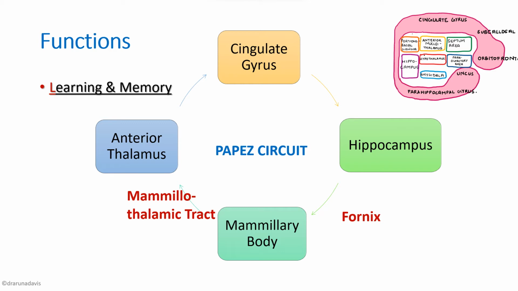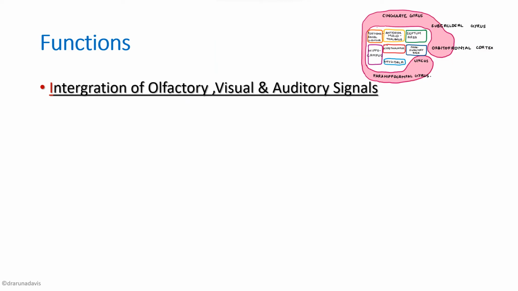Now you can remember this Papez circuit by the mnemonic MATCH. How is this the mnemonic? M for mammillary body, A T for anterior thalamus, C for cingulate gyrus, and H for hippocampus, so that you will not forget the order of this Papez circuit. So the next function is integration of olfactory, visual and auditory signals.